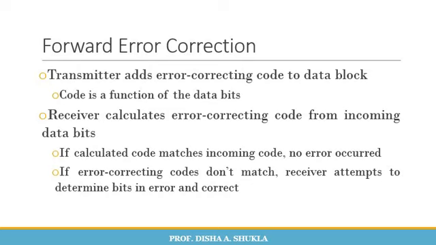So at the receiving side, you can compare the error correcting codes. If it's the same, then there is no change in the data. But if it differs, this means that the data has been changed. The receiver here calculates the error correcting codes from the incoming data bits. And again, as I said, if it does not match, the receiver attempts to determine the bits in error and correct the whole signal.